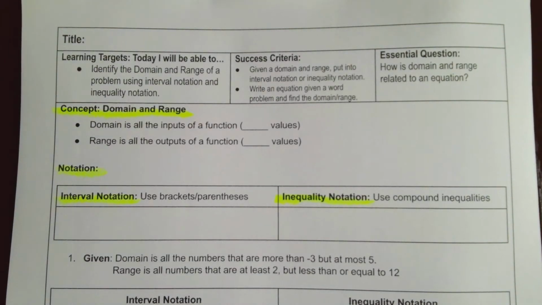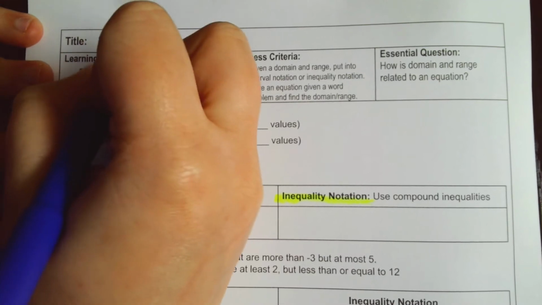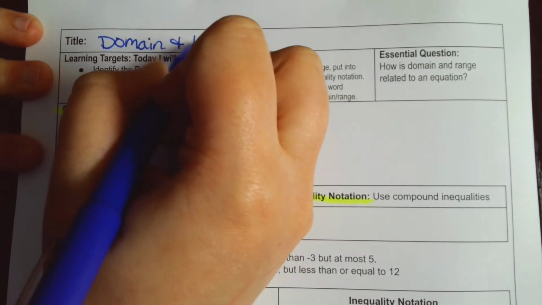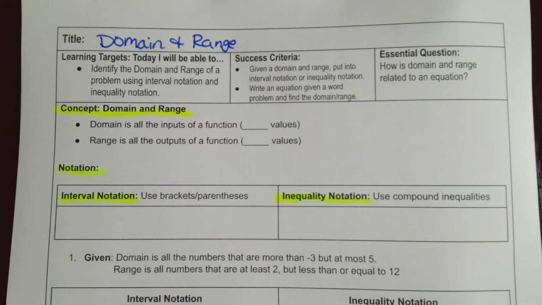In case you missed it in class, I'm going to go over our Lesson 5 notes one more time really quickly in this video. So, in case you missed it or need to watch it again, we're talking about domain and range in this lesson. So our concept is domain and range.